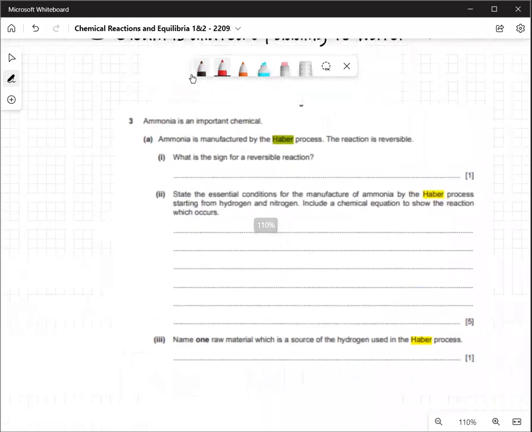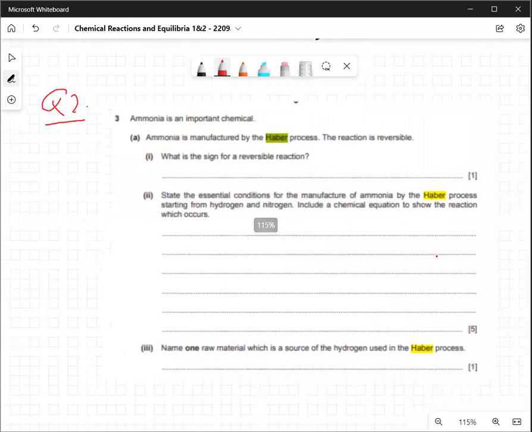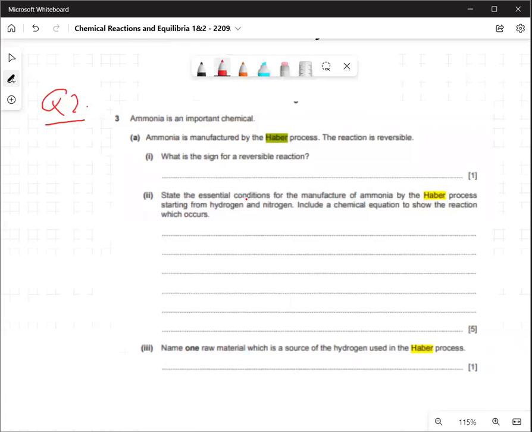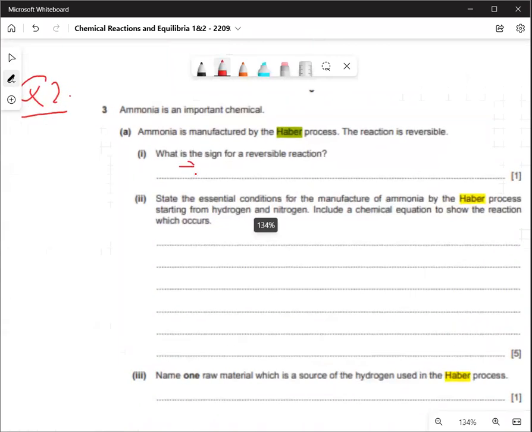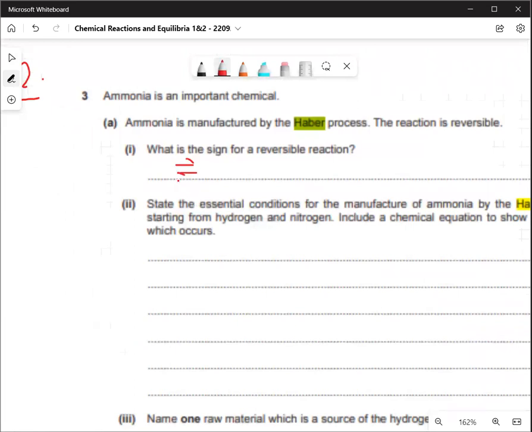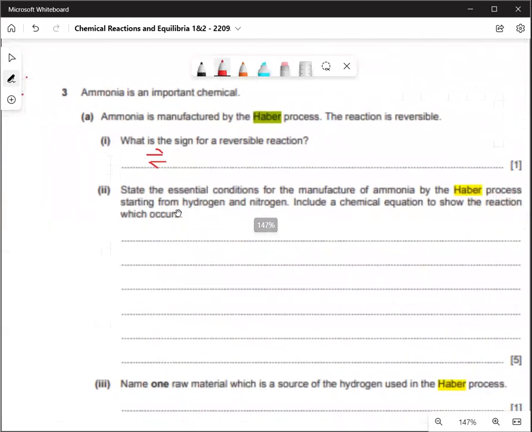Now, Niranjana, read the question. Question 2. Ammonia is an important chemical. Ammonia is manufactured by the Haber process. The reaction is reversible. What is the sign for a reversible reaction? Tell me. Sir, I know how to draw it, but I don't know how to tell it to you. If you can't explain it, you don't know it. 2 arrows like this. Yes, sir, I know how to draw it, but I don't know how to tell this arrow to you.